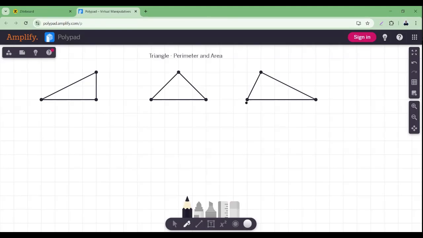Scalene means none of the sides are equal to each other. So the topic of this video is not about the types of triangle. That is in another video on my channel. However, in this video, we're going to talk about the perimeter and area of a triangle.